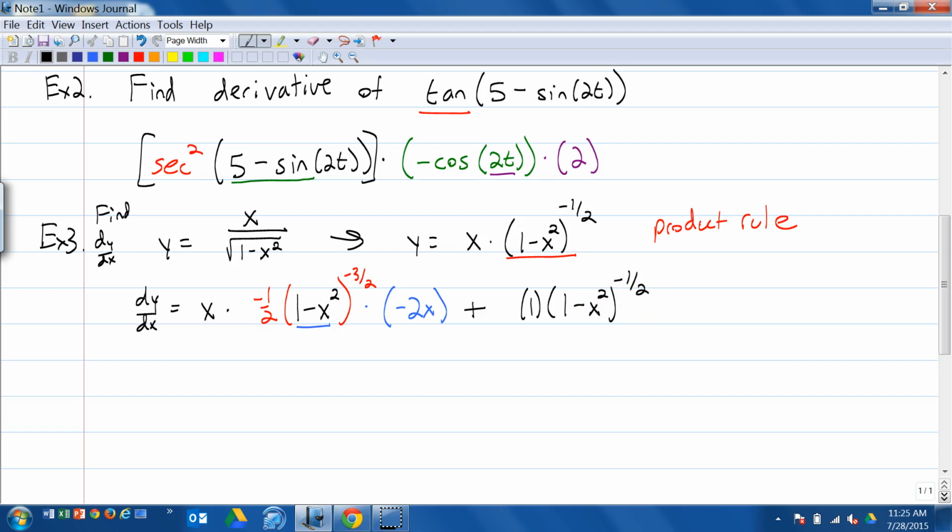Okay? So if I try to simplify this, which I will do here, I can take this negative 1/2 and this negative 2 and cancel those out, and I'm left with an x times an x because of this x over here. So I get dy/dx: x times x is x squared times this piece, plus.